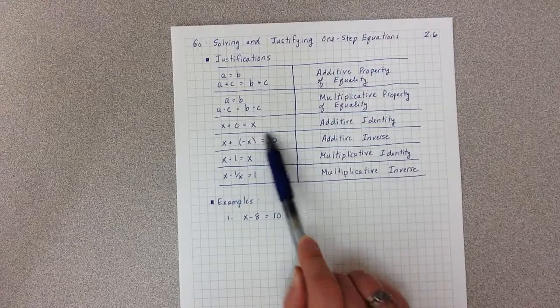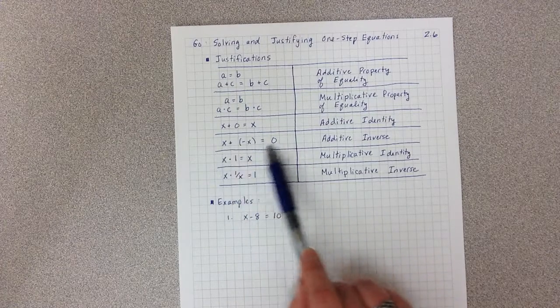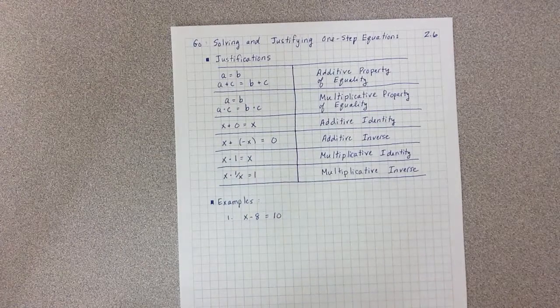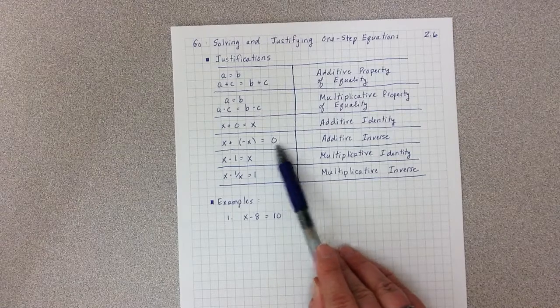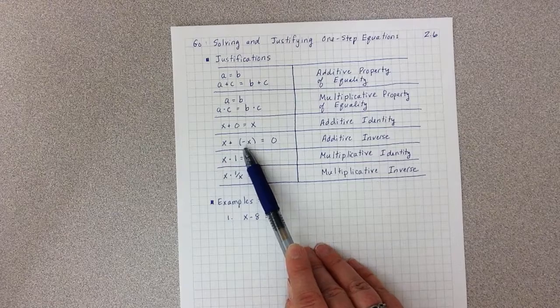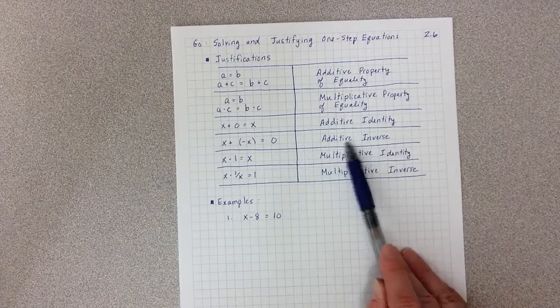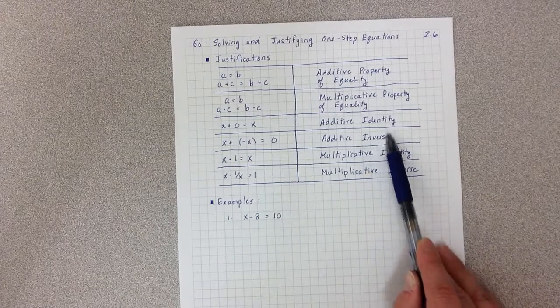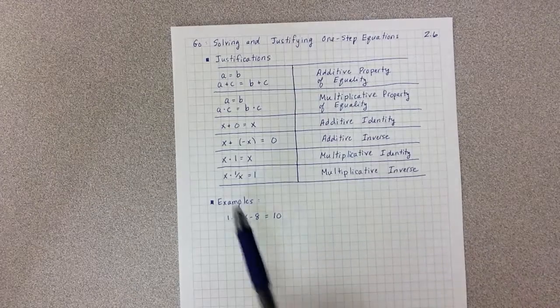Similarly, this is something that you have done a whole number of times. It's just that we often don't write this step of equaling 0. You know that if you have a number and you add the negative of it, you get 0. We call this the additive inverse. And inverse means opposite.